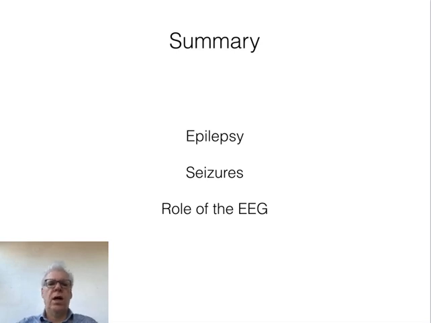So in sum, we discussed some aspects of epilepsy and seizures. It's important to know the difference between the two. And very shortly, we touched upon the role of the EEG. There will be other screencasts where that will be discussed a little bit more in detail. But for now, it suffices to say that the EEG is an important part of the diagnostic workup of patients with epilepsy, as it may display interictal discharges that are very specific for epilepsy.